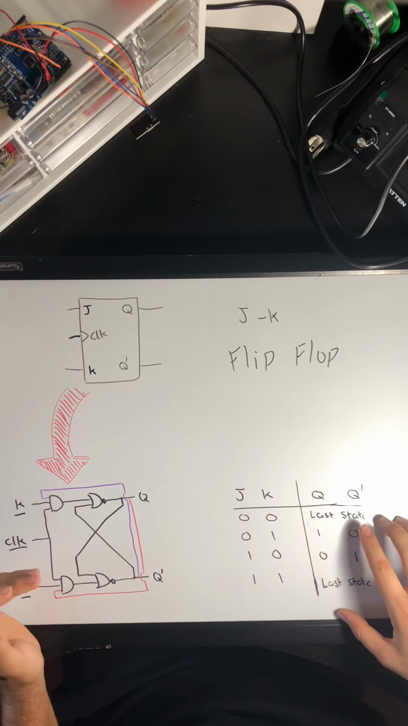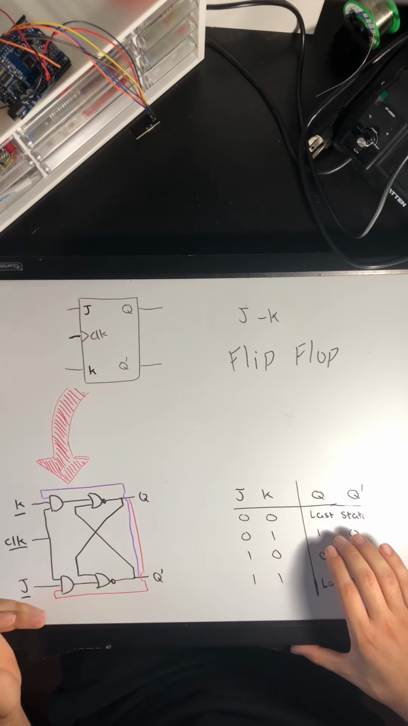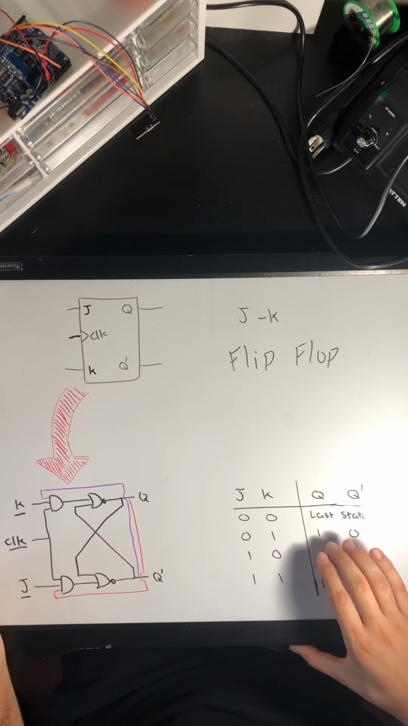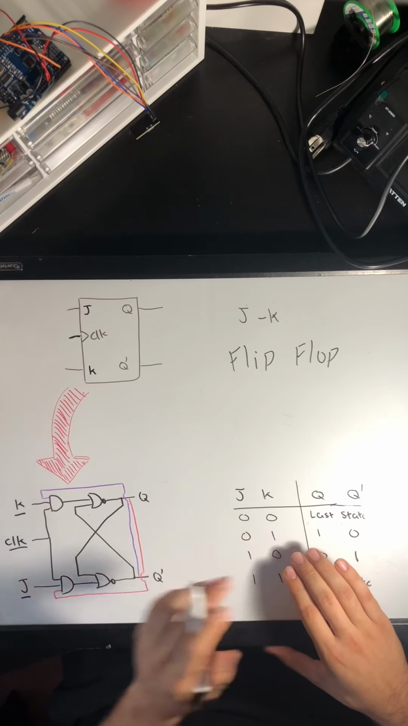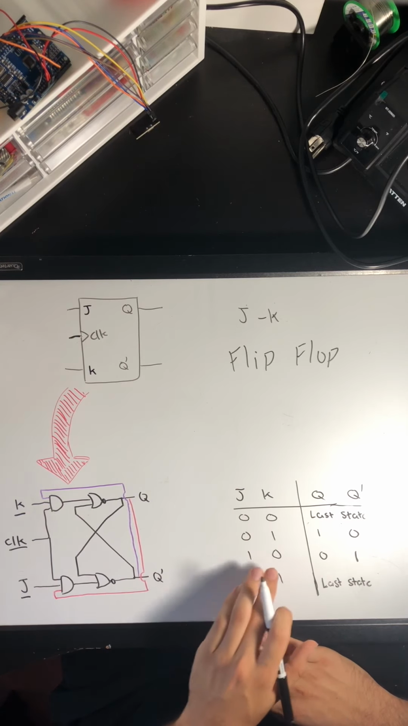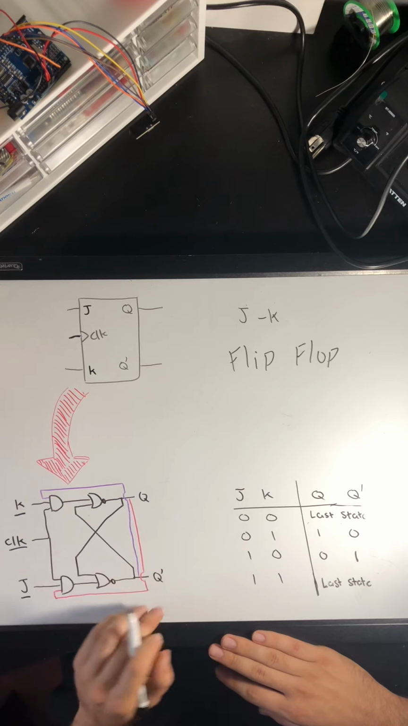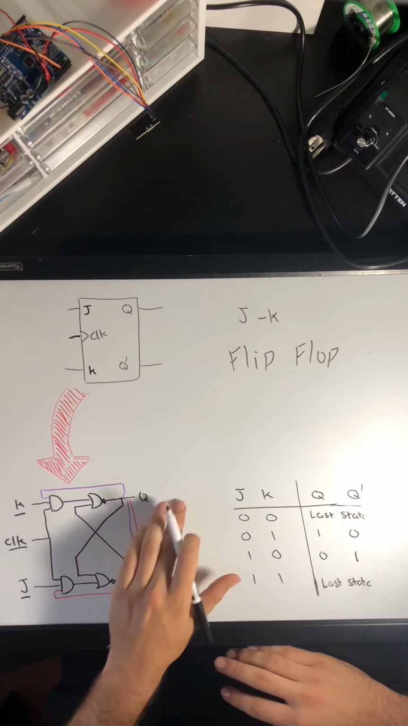If you already have a value and you set both J and K to 0, you will remain in the last state that you were in. When you set K to 1, you're essentially resetting it. You're setting it where Q is equal to 1, and then when you set J to 1 and K to 0, you are resetting it. So you're setting Q prime to 1 and Q to 0.